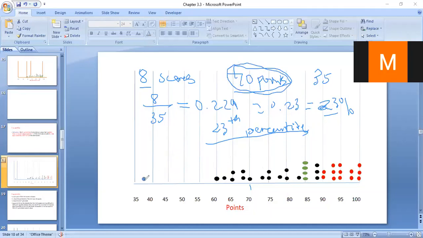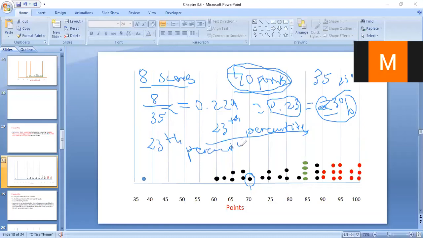And you count from this one: 1, 2, 3, 4, 5, 6, 7, 8, 70 here. So we get 8 scores and divide by 35. You will get 0.23. You get 23%. 23% is because it is 23 percentile. This is the score 70. The percentile of the 70 point is 23.